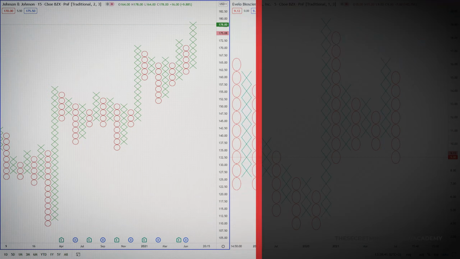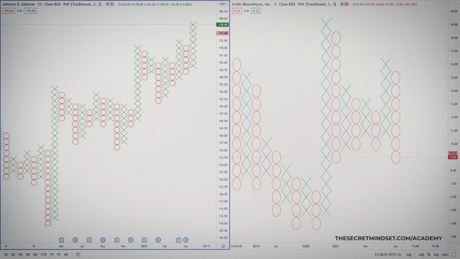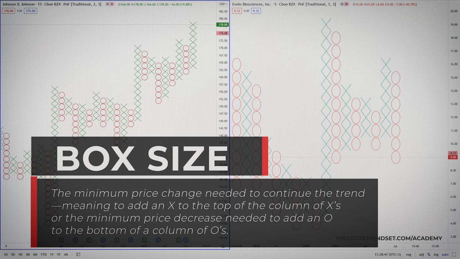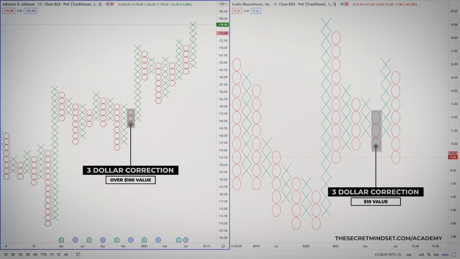method. So the box size is based on the scale you wish to use for a particular market, and it represents the value given to each box, X or O on the chart. It's the minimum price change needed to continue the trend, meaning to add an X to the top of the column of X's, or the minimum price decrease needed to add an O to the bottom of the column of O's. The reason that this is an issue is because a reversal of $3 for a $10 stock is more dramatic on a different scale than a $3 reversal on a $100 stock.